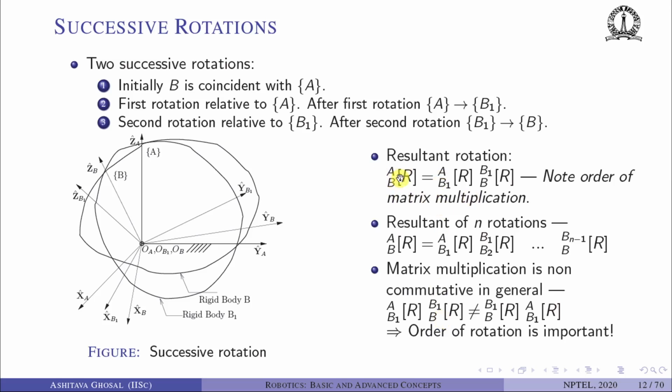In our notation, where the leading superscript A represents the reference coordinate system, and B is the final orientation of the rigid body, the final coordinate system, we can see that this B1 and B1 will cancel, the intermediate coordinate system, and we are left with ABR. This is just a way to remember what we are doing. So in summary, the order of the rotation is important. We multiply the rotation matrices in the order of the rotations.